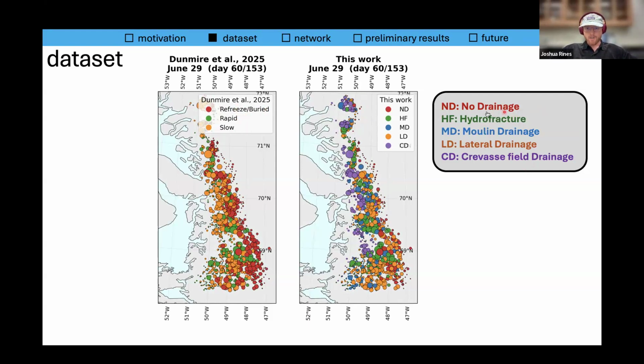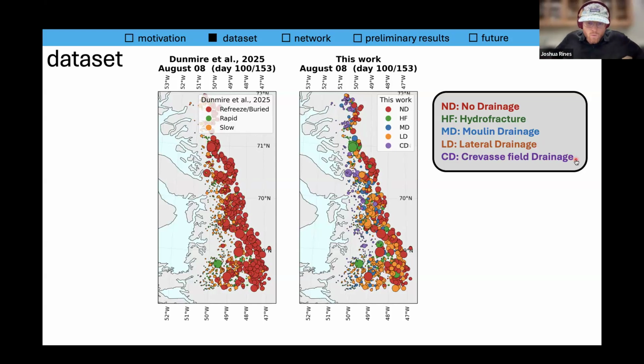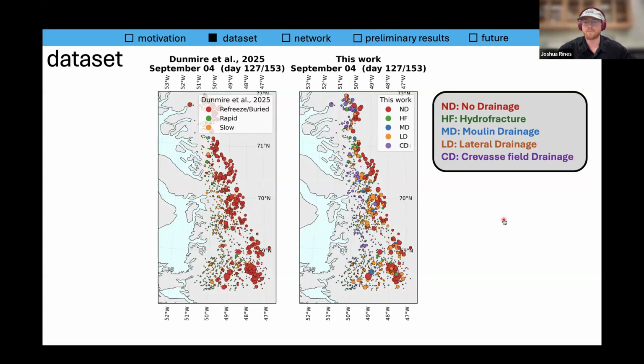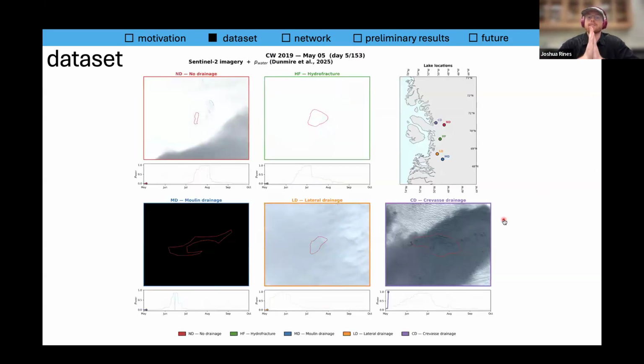Still having a no drainage category on the right now in red, a hydrofracture specific category, a moulin drainage category, a lateral drainage or stream drainage if the water disappears across the surface, and a crevasse field drainage. And so what we're trying to do is say, well, can we use deep learning to learn this 5-class problem? And the answer is kind of so far. It's a tricky problem.